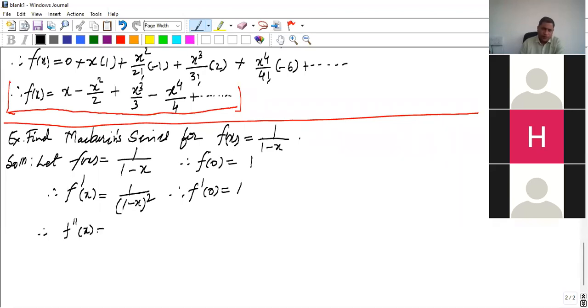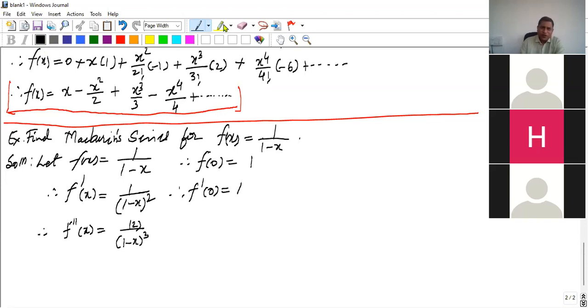F double dash of x. So this is equal to, what will be the derivative of this term? 2/(1 minus x) whole cube. Sir, shouldn't that be minus 1 in f dash x? Yes, sir, minus. Chain rule will be applicable, the derivative of 1 minus x also we are taking. So are you getting this 2/(1 minus x) bracket cube?